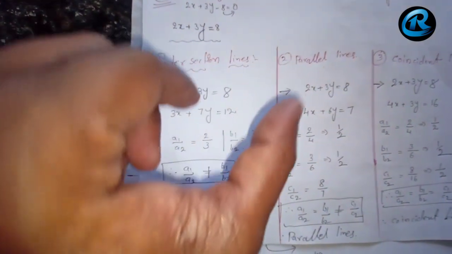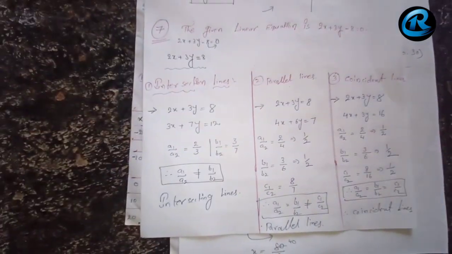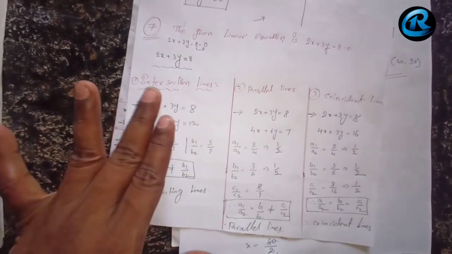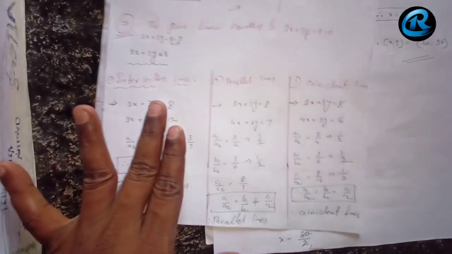So take these 2 equations, draw the 2 tables like this. Draw the one table and draw the second table. Find out 5 points here, find out 5 more points here, and draw the graph of this. And check whether you are getting intersecting lines or not.